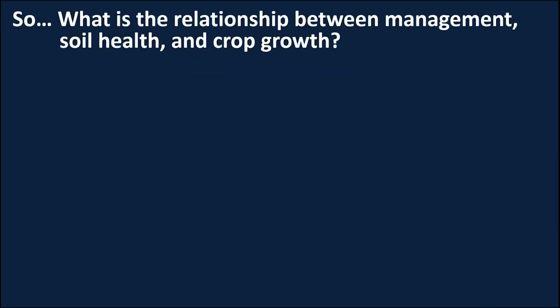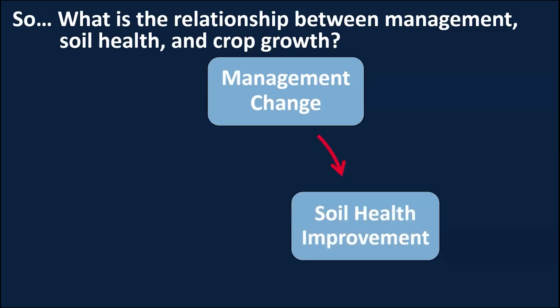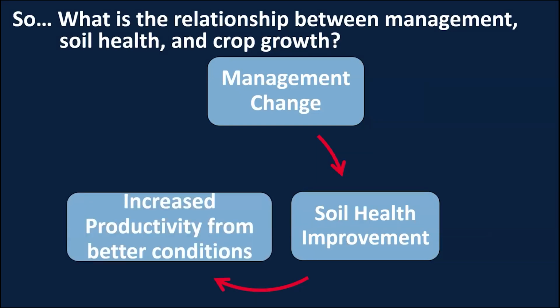So, thinking about the relationship between our management, our soil health, and our crop growth, this is one way I like to look at it. We're trying to change some sort of management to improve the health of that soil. We want to see: does that soil health improve? And then, subsequently, we want to see increased productivity from those better conditions. When we see that increased productivity, likely it's because the microbes are healthier and the soil is functioning better. We can see that soil health improvement. So we get a cycle there.